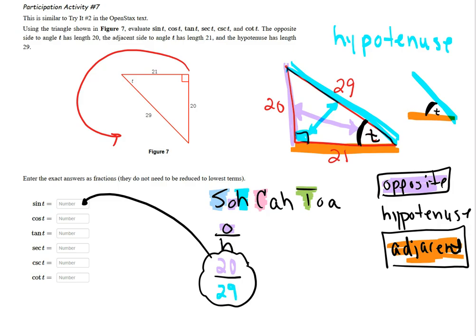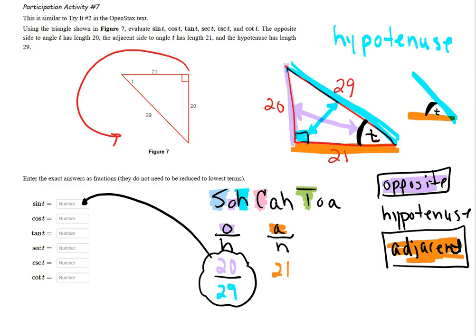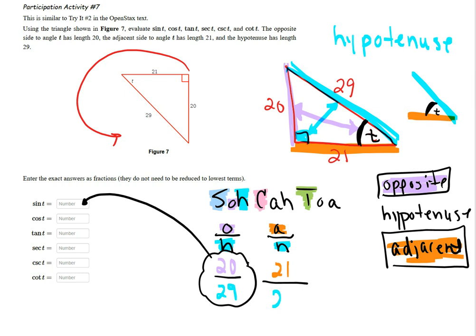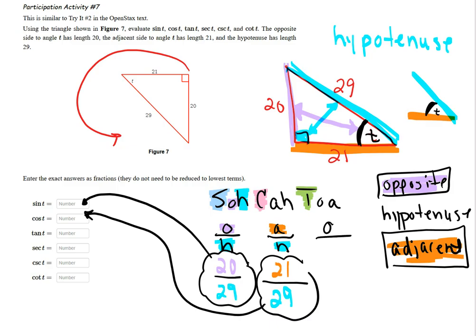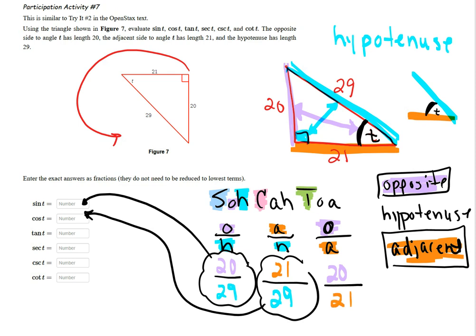Now, for the cosine, that is A over H. A is the adjacent, which is the orange, which is 21, over the hypotenuse, which is 29. So 21 over 29 is going to be my cosine. And then your tangent is the opposite over the adjacent. The opposite is the purple, which is the 20, over the adjacent, which is the orange, which is the 21. And so 20 over 21 is what I'll type in for tangent.